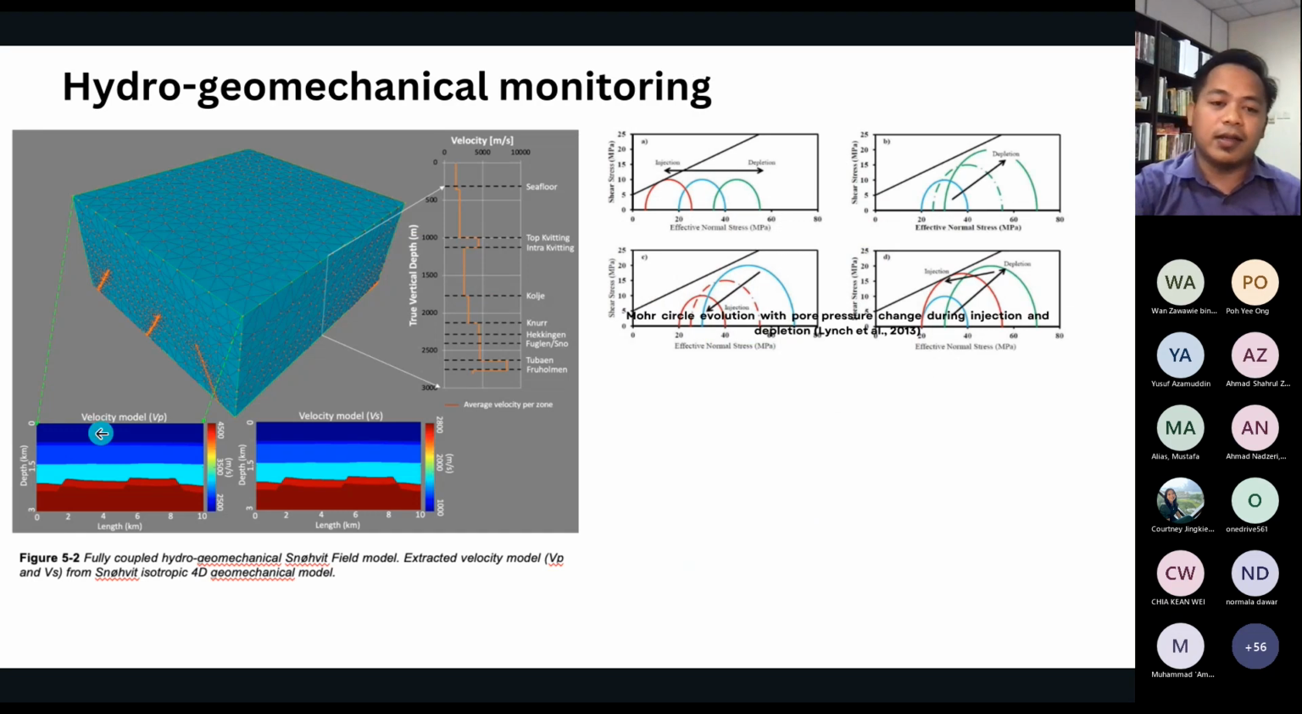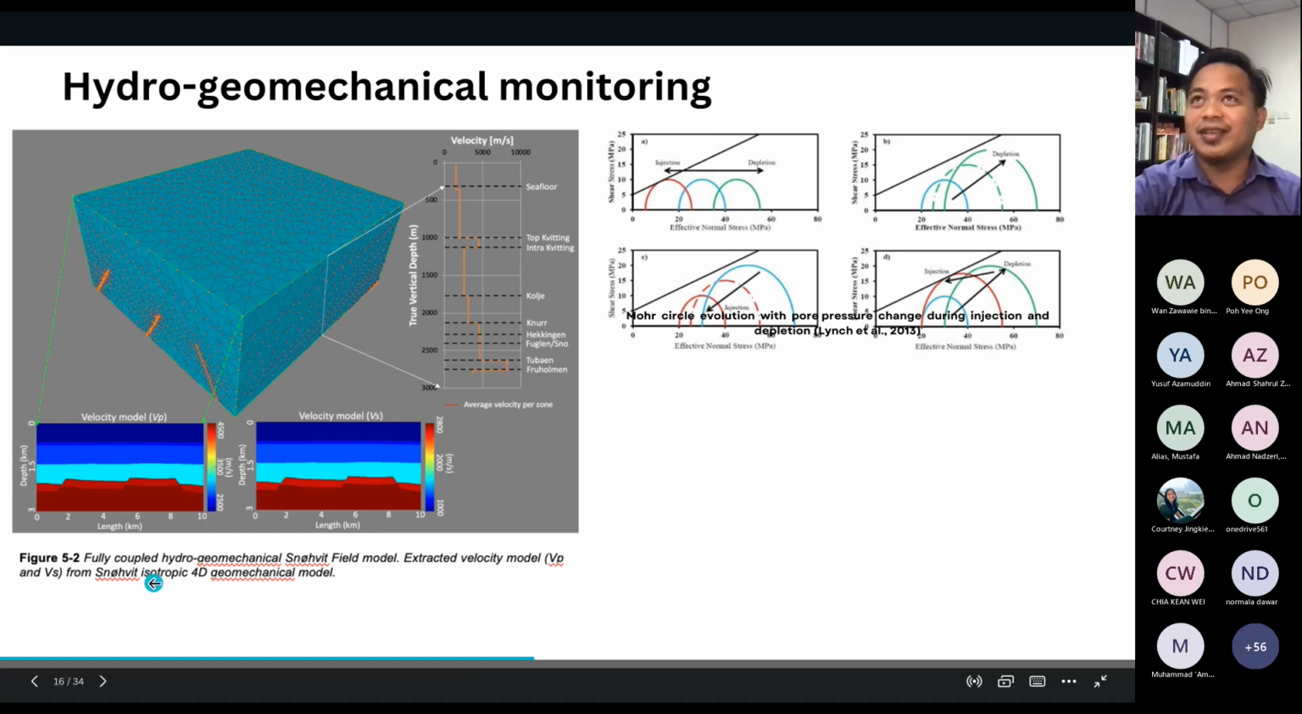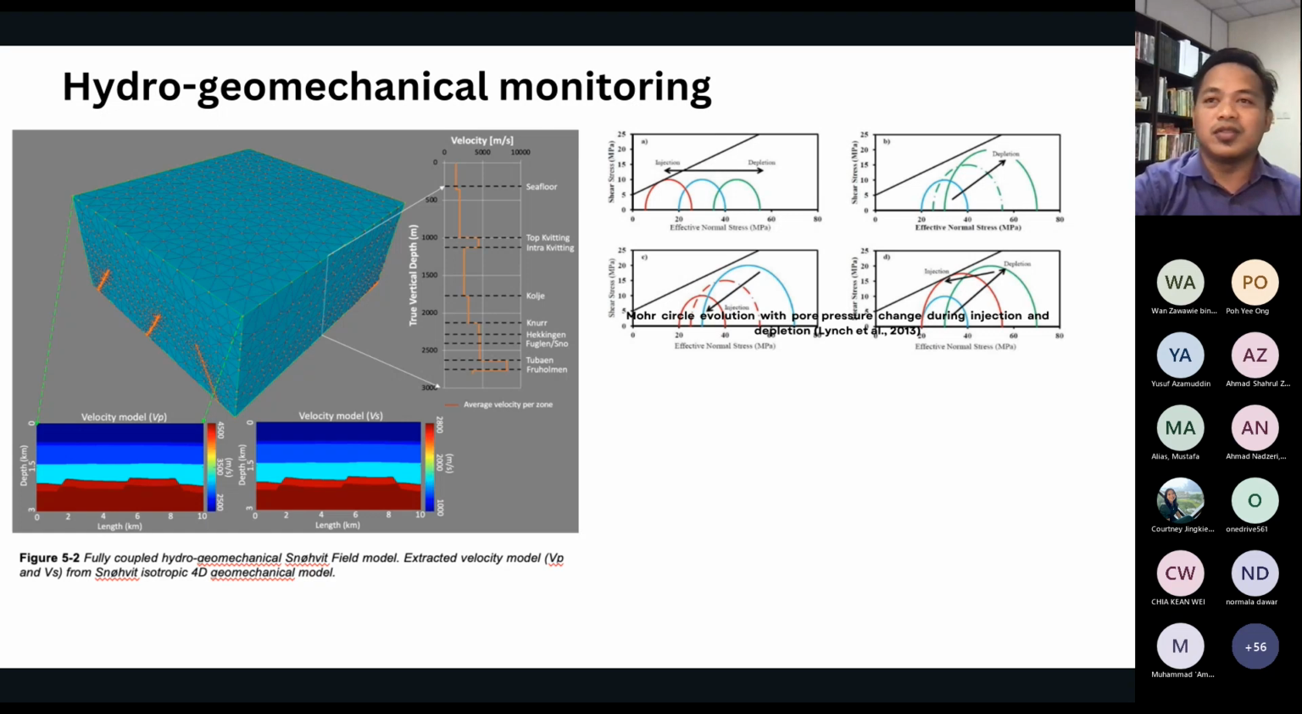Okay, so this is another model that I worked on during my PhD. This is the Snøhvit reservoir, or Snow White. Snøhvit is from the Norwegian language, while in British English they call it the Snow White block or Snow White region. This is the model that I have, with a velocity model and so on. But the thing is, this is what we monitor during the injection and depletion.